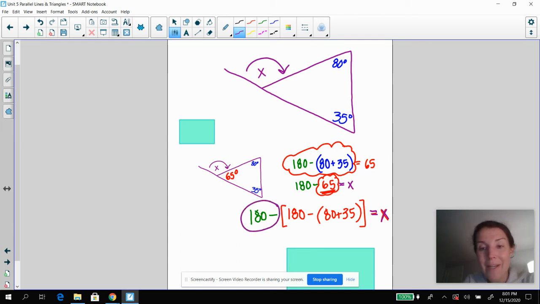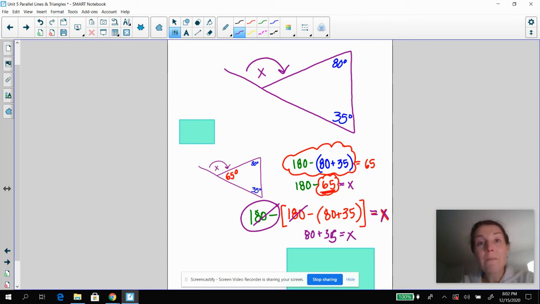So look what winds up happening. All of these drop out, and I wind up getting that 80 plus 35 equals x. That's a 35. I had a delay in my pen. There we go. Pause the video and make sure you understand this mathematics.